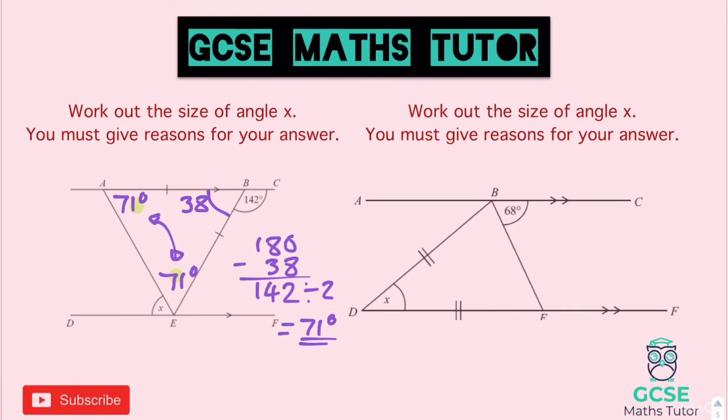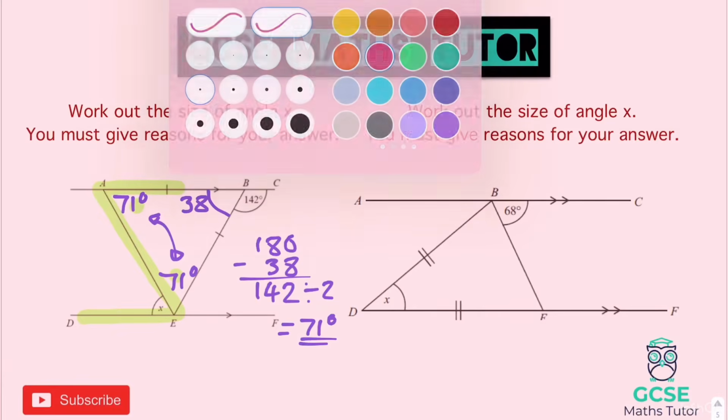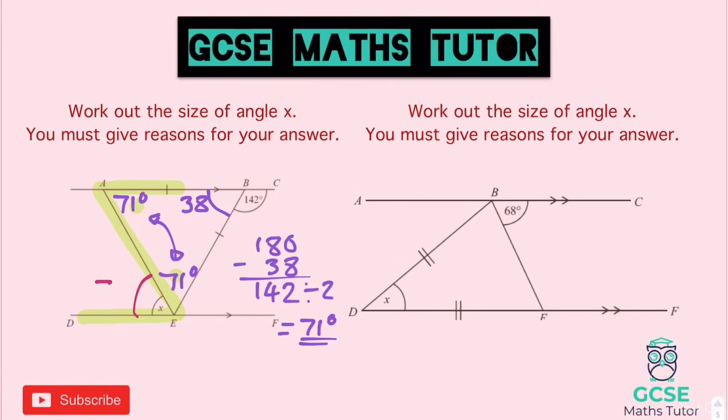Now we've got to see how we're going to get into that x there. Now, what I can see is we've got an alternate angle again. Alternate angles are equal, aren't they? So we can get down to that one, and that one there is 71 degrees. And again, our reason there, alternate angles are equal.